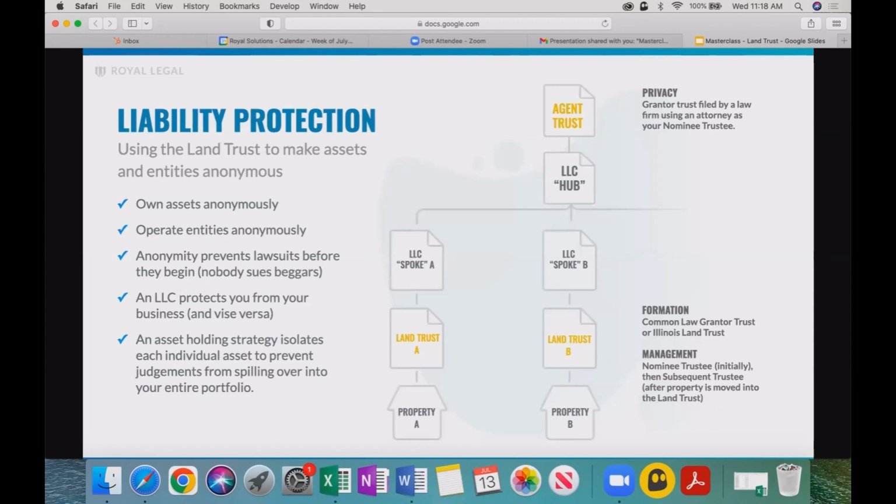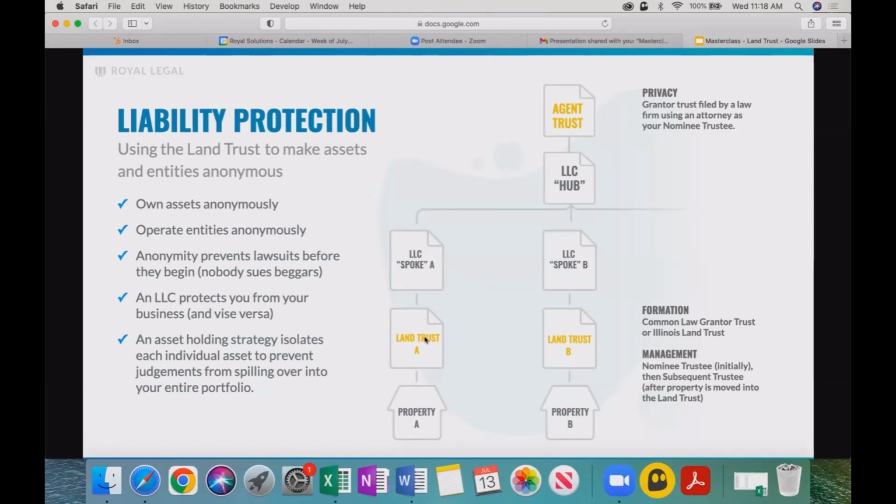Okay, so this is a snippet of the entire structure. Obviously, there's more, and we'll get to that in the subsequent slides. But basically, this is what it would look like. As you can see, you have the property, and it would be owned by an independent land trust. Usually, the name takes the address, so like I said, 123 Main Street Land Trust. Scott Smith would be the trustee or nominee trustee initially. Upon recording of the deed to this property, Scott would drop out, and it would become you as the successor.